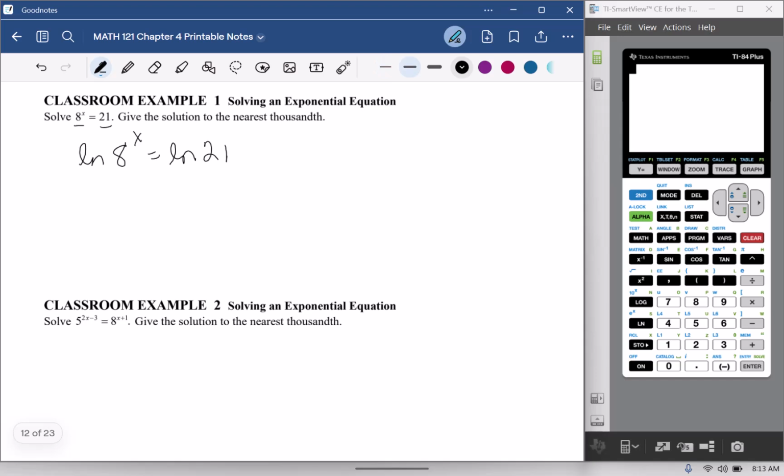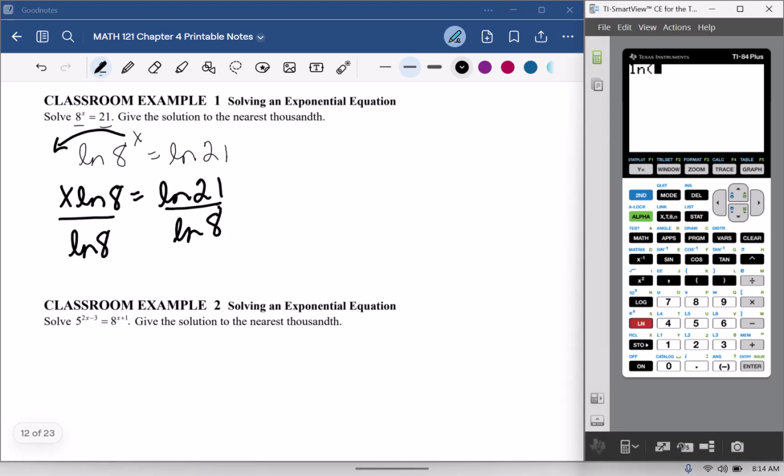and then move the x to the front. So it'd be x ln of 8 equals ln of 21. We're solving for x, so we're going to divide by ln of 8. And I'm going to come over here to my calculator and do ln of 21 divided by ln of 8. And 1.464, it says nearest thousandth, so that's going to be 3 decimal places.